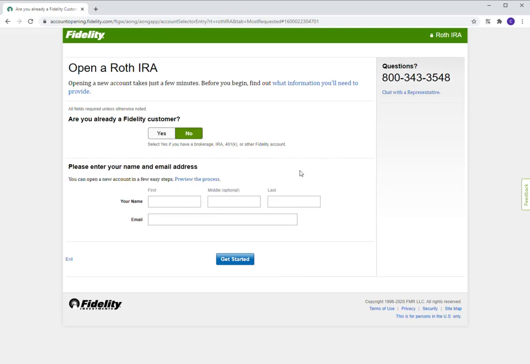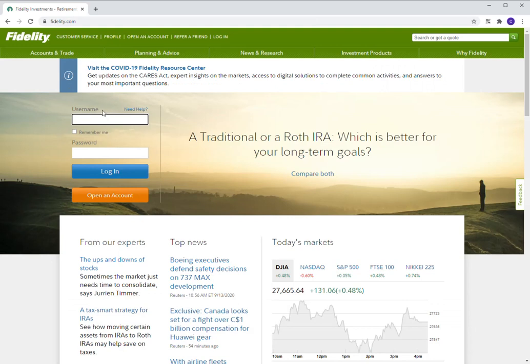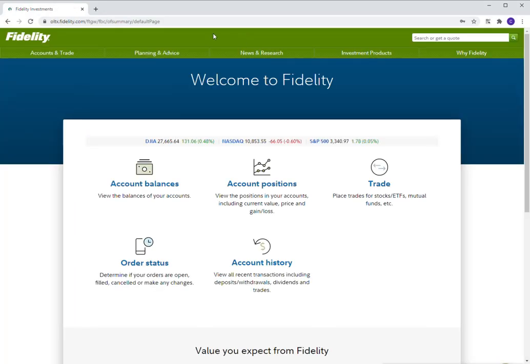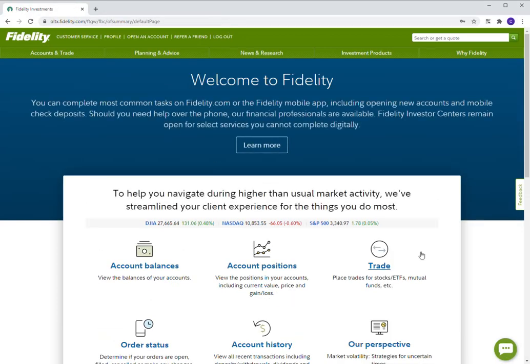This is where I'm going to stop because I already have a Fidelity account, but you'll have to put in, of course, your name, address, and also be prepared to put in your bank information because that is where Fidelity will draw the funds from to put into your account. Okay, so once you have your login, you will, of course, log in. And you will be taken to some sort of general screen.